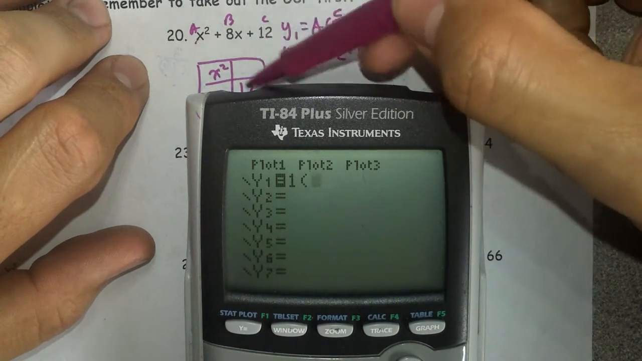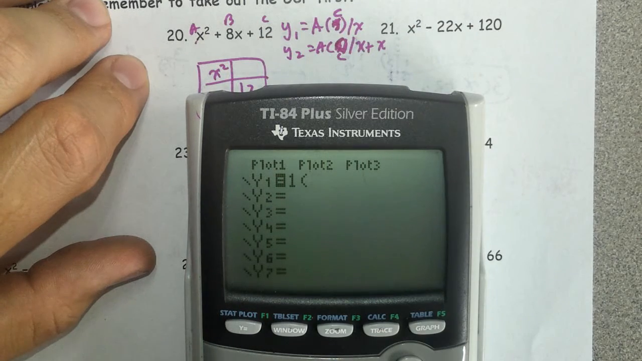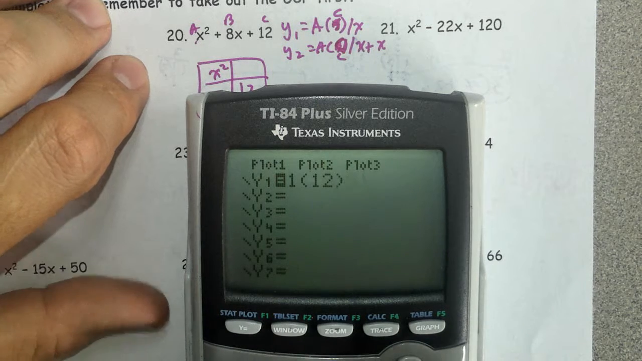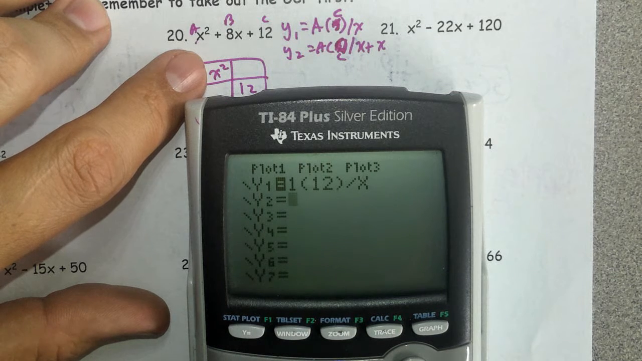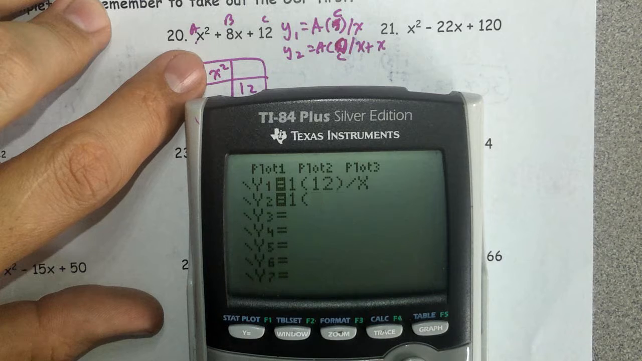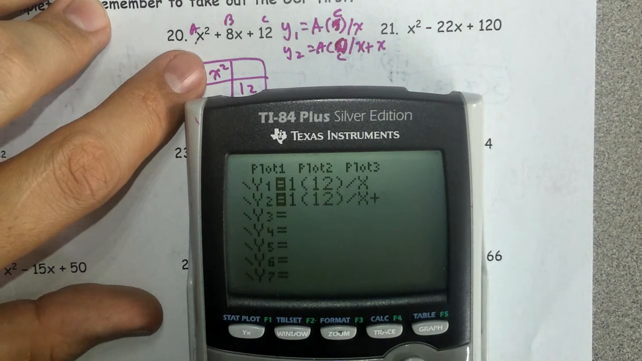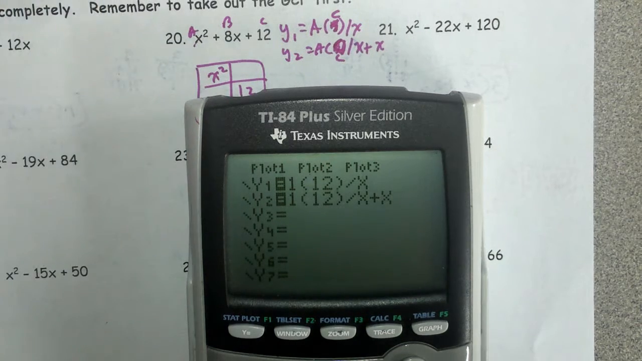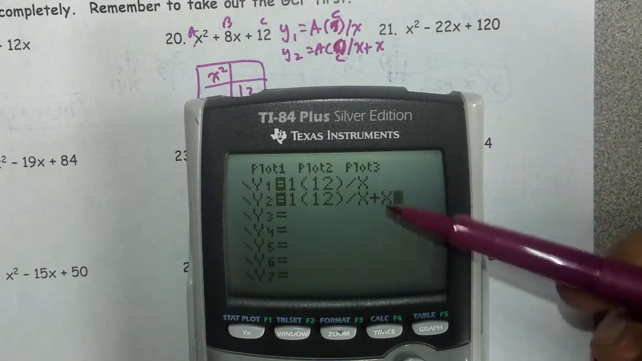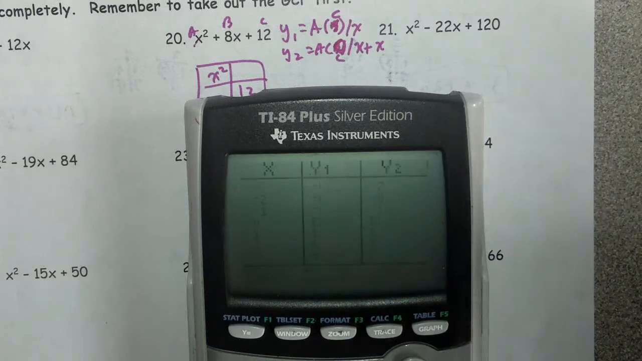Now, if you notice, it's the a and c, the two things already in the box. My c value is 12. And then I divide by x, and then on the second line I do the same thing, a value times my c value, divide by x, then plus x. When we have this in the calculator, we can go ahead and look at our table like we've been doing.